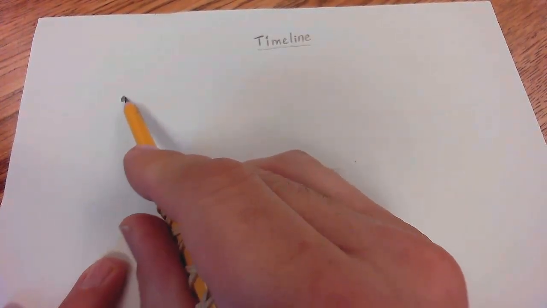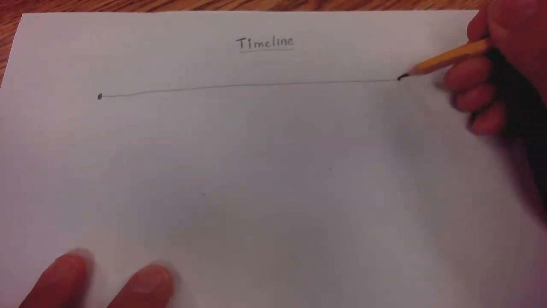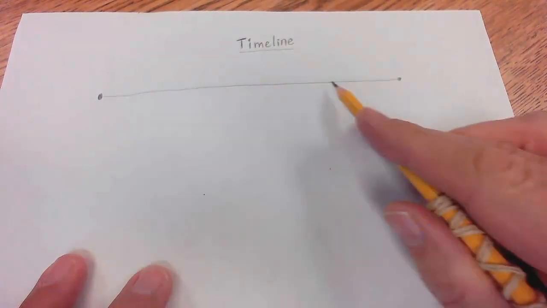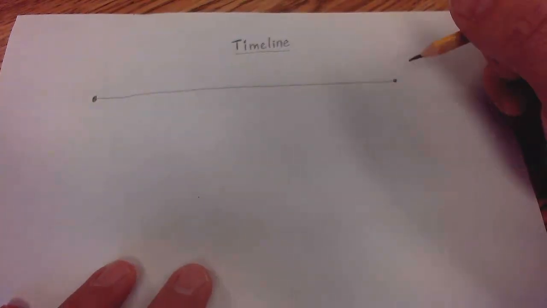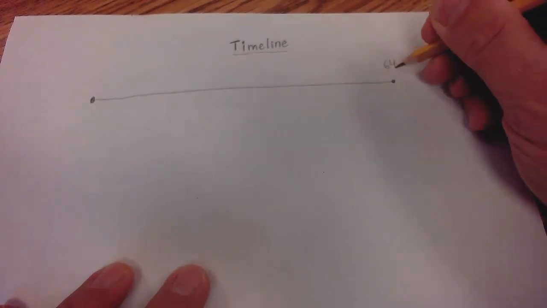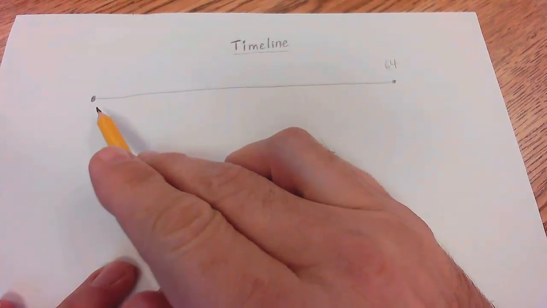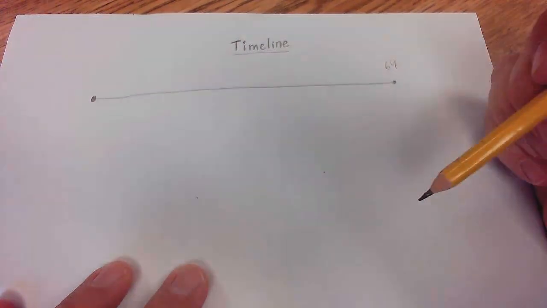So I'm going to put a point right here, draw a line over, and put another point. And this represents the beginning of my song and the end of my song. And they measure the time in something called measures. And my song is 64 measures, so I'm going to put a 64 there. That's the beginning. That would be like no measures.